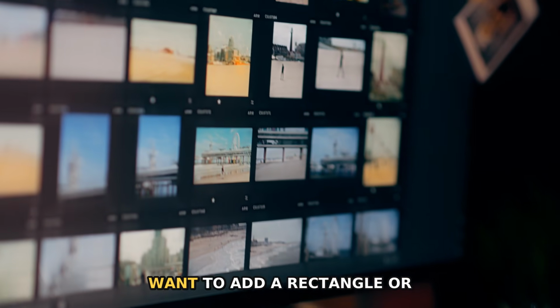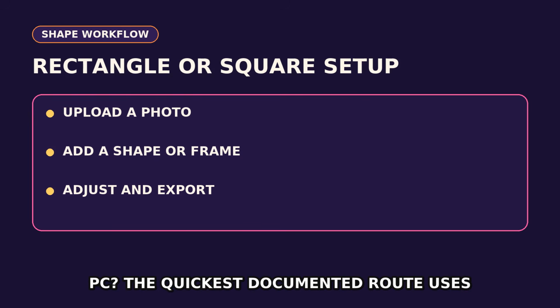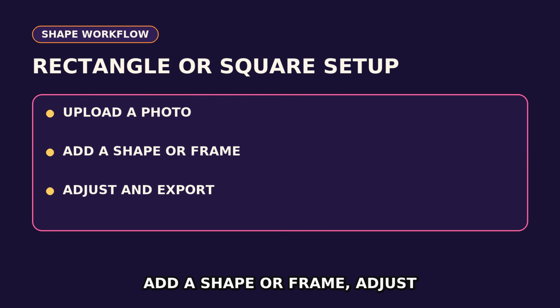Want to add a rectangle or square shape in CapCut on your PC? The quickest documented route uses CapCut Online in your browser. In this video, you'll upload a photo, add a shape or frame, adjust it, and export the finished image.